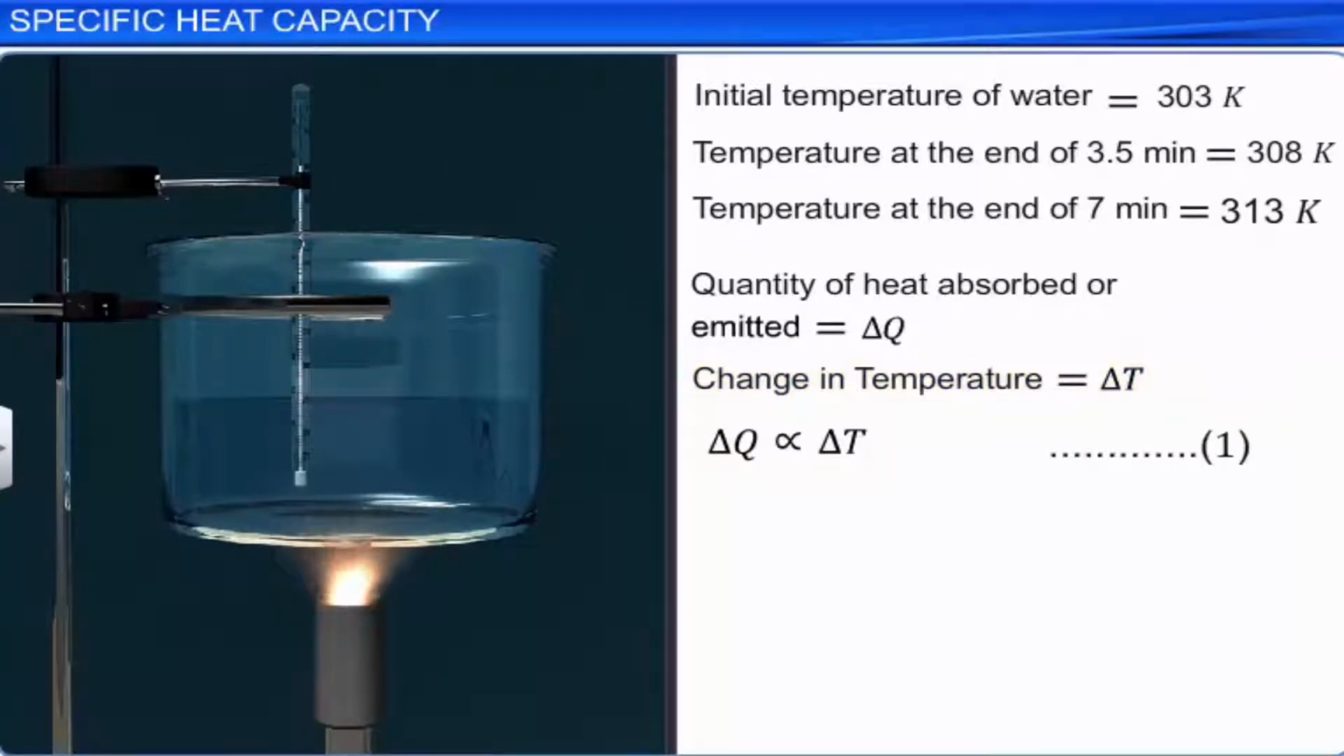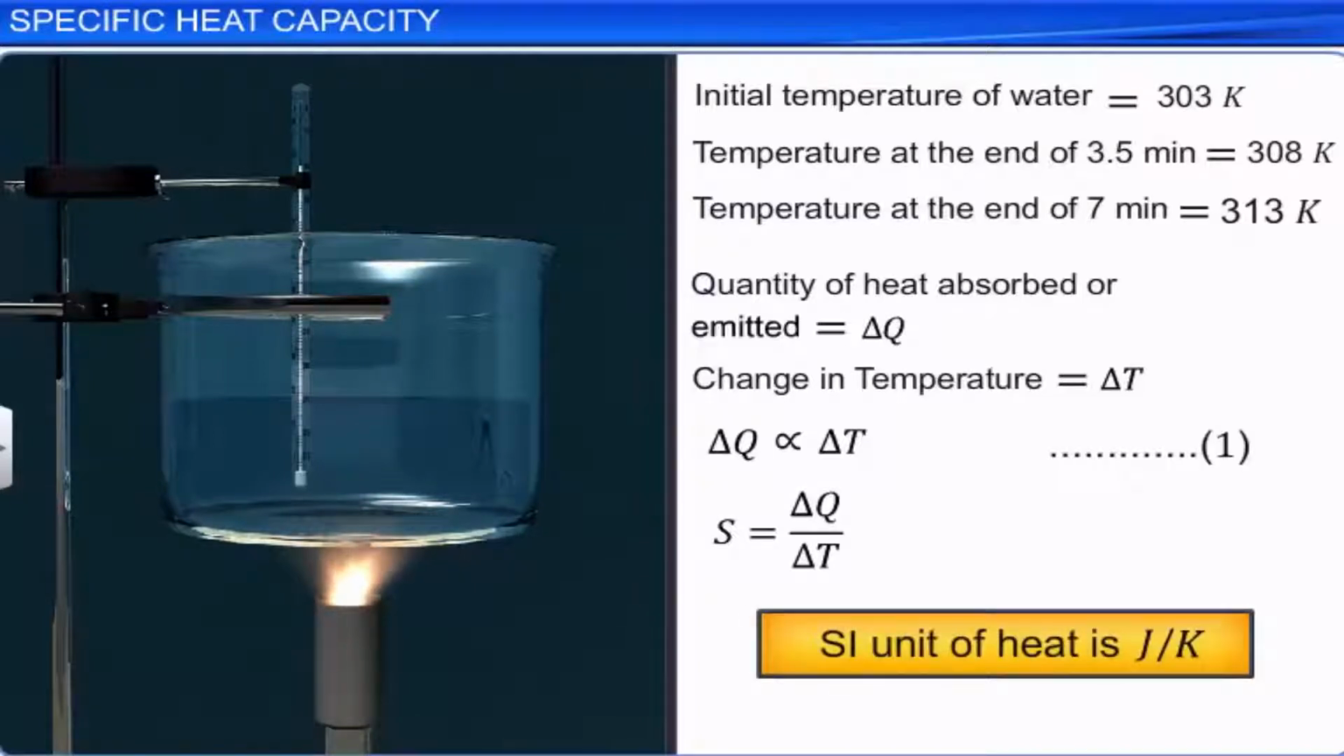Heat capacity, denoted by S, of a body is defined as the heat absorbed or emitted per unit change in its temperature. Therefore, S is equal to delta Q by delta T. The SI unit of heat capacity is joules per Kelvin.